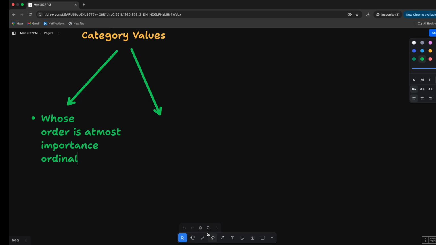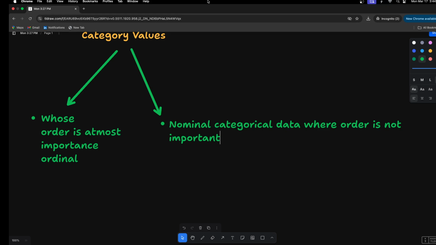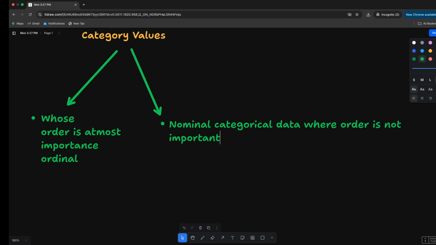And then when the order is not important, that data is called nominal. So you have nominal, which is a type of categorical data where order is not important. Now there are two basic types of structured data, numeric and category.